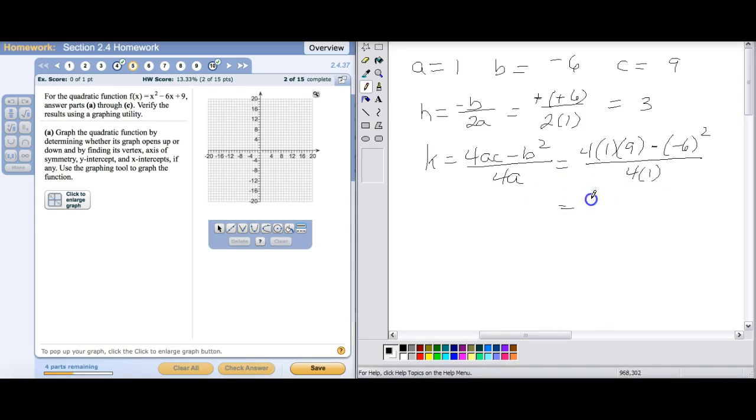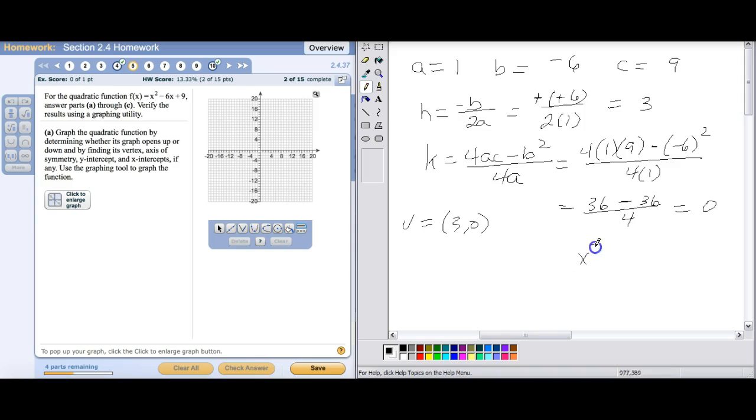And so when doing that, we have 36 minus 36. So that ends up giving us 0 over 4, which is 0. So we know that in this case, our vertex is going to be the point 3, 0.